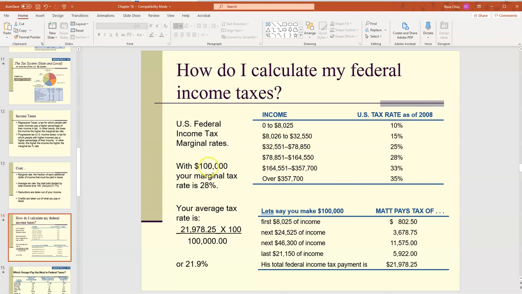Now, because this person makes $100,000, we got to keep moving up. On the next bracket, any money between 8,026 and 32,550, you got to pay 15%, which is the same thing as 3,678.75. If you make any money between 32,551 and 78,850, you got to pay 25% on that bracket. So that adds up to 11,575. And then any money between 78,851 and 164,000, but notice that this person makes 100,000. So any money between 78,851 and 100,000, which is the same thing as 21,150, you got to pay 28%, and this is 28% of this money. You add up all of this, and that is the total tax payment.